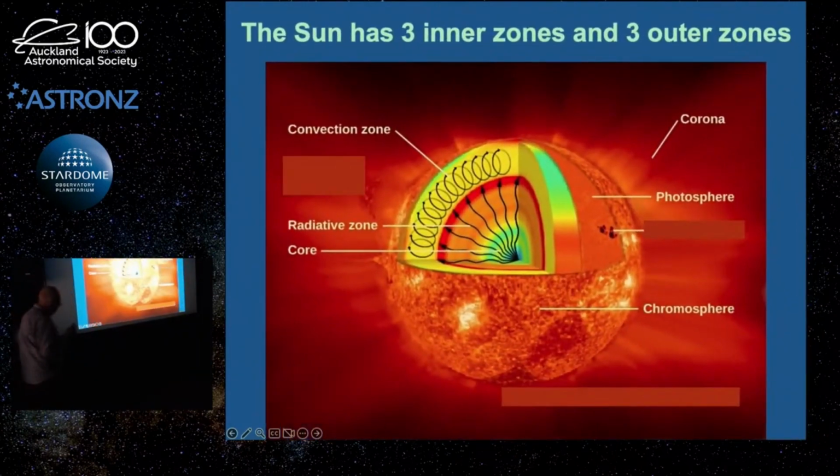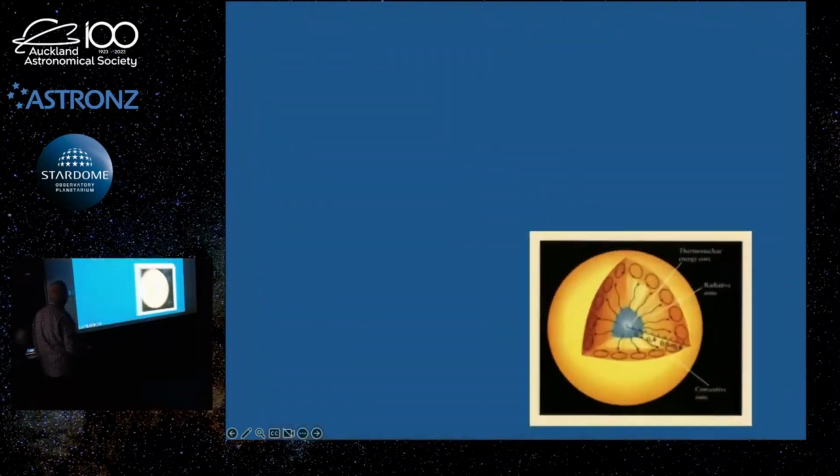Okay, now let's have a look at the insides of the sun and the external. So it's got 3 inner zones and 3 outer zones. And this is not just academic. This stuff is relevant to what we see when we look up at auroras.